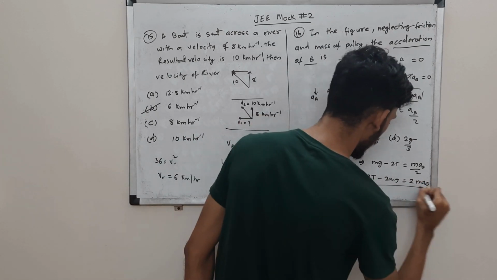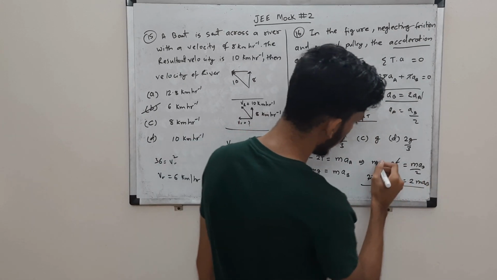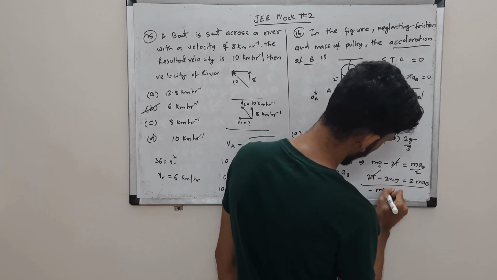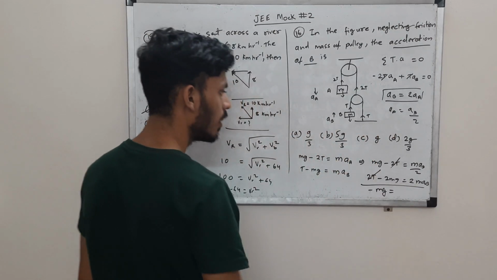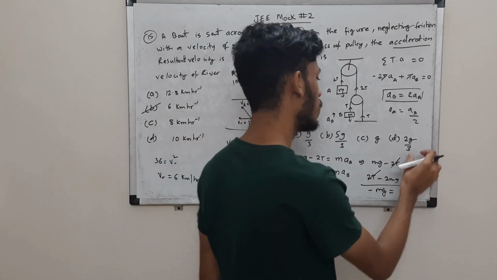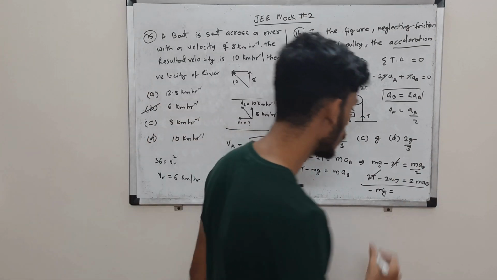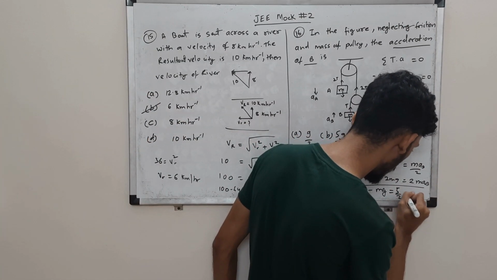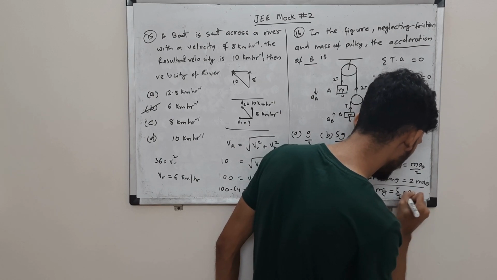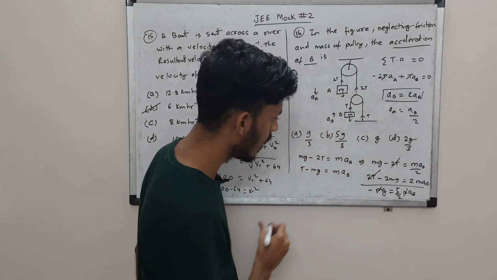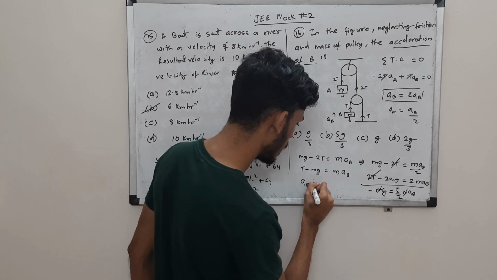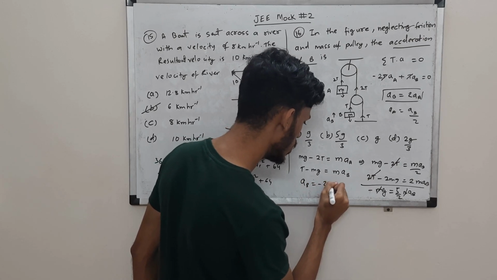Right, now add this. When you add this, this will get cancelled. This is minus mg, right, and when you add that, this is 2.5, or 5 by 2 m aB. M and M will get cancelled, and you can see that aB is minus 2g by 5.